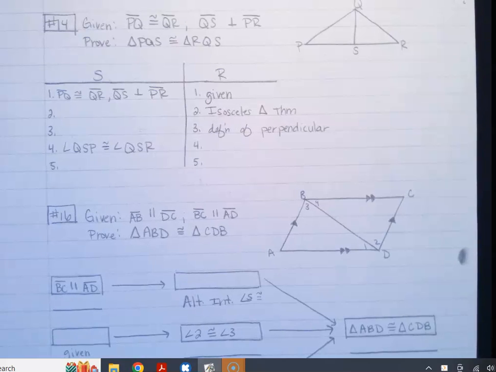All right, so number 14, we're given PQ is congruent to QR. So go ahead and mark that. PQ is congruent to QR. And QS is perpendicular to PR. Okay, so those are perpendicular. All right, so we got number 1, our given. And then step 2 is the isosceles triangle theorem. How is that going to help us? The isosceles triangle theorem.